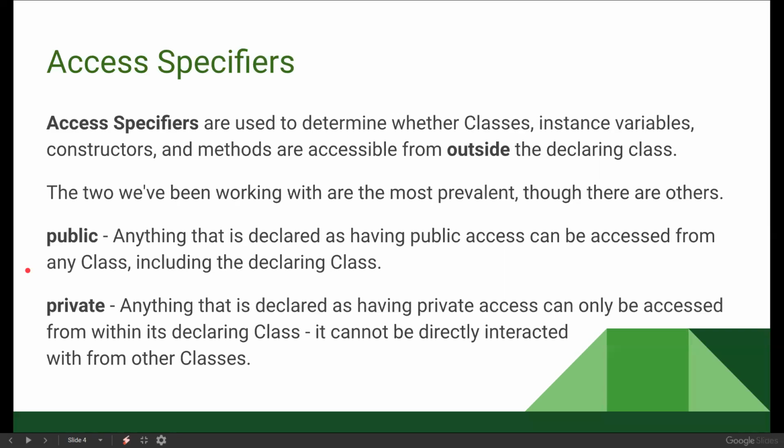So let's talk about public and private. Anything that's declared as having public access can be accessed from any class, including the declaring class. It's accessible publicly, it's available everywhere, everything can touch it. If a thing is declared as having private access, it can only be accessed from within its declaring class. It cannot be directly interacted with from outside of the class.